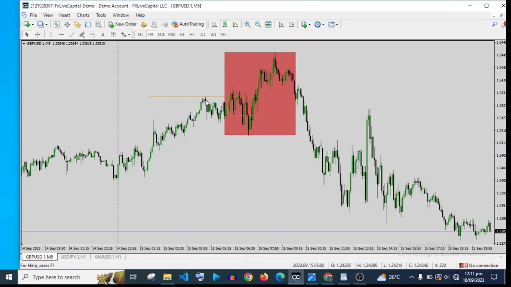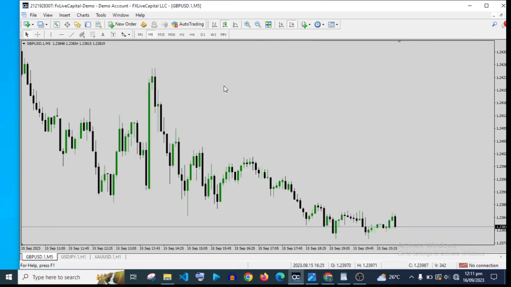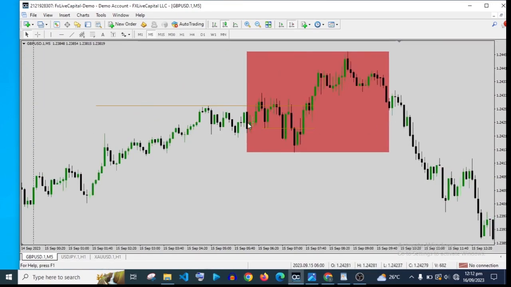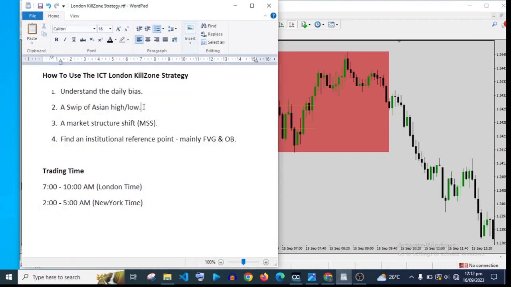So we want to wait and see how price sweeps this Asian high. We can see that happened right here. Let us zoom in more so we can see these things better. That's exactly what happened here. When price came here and swept and closed above Asia, it must close, not just the wick, but it has to close above it. Okay, and that is exactly what happened at this point. So let's go back to our chart and see. We've seen this happen, right?